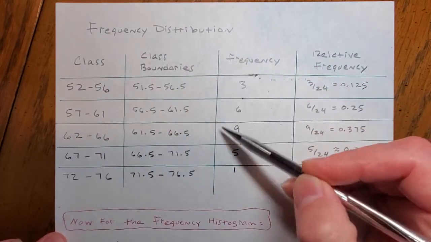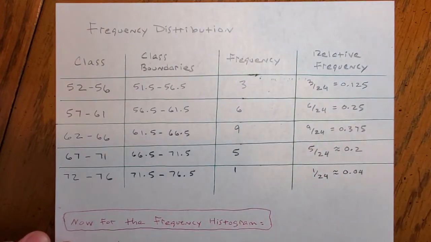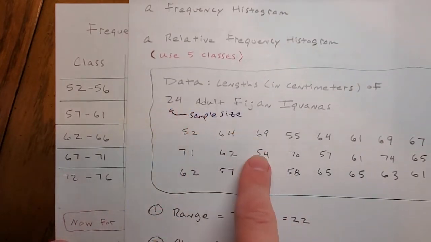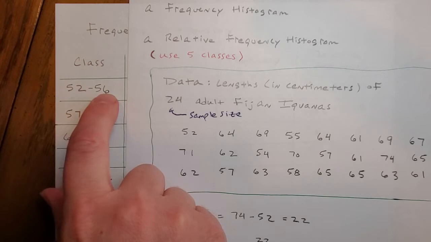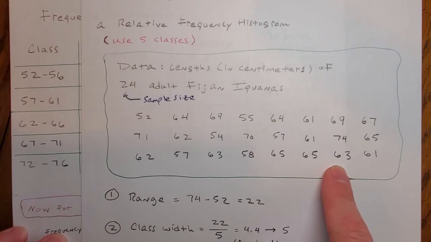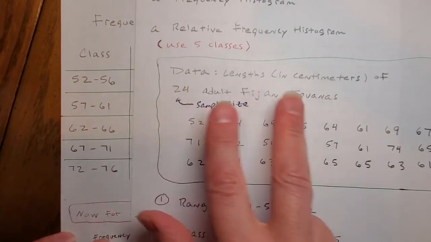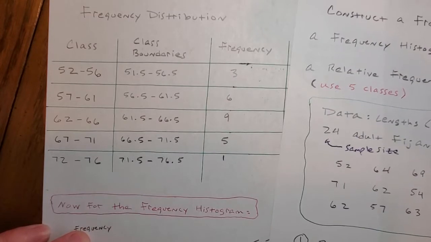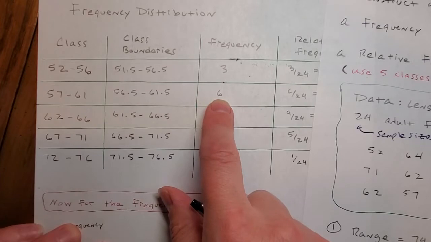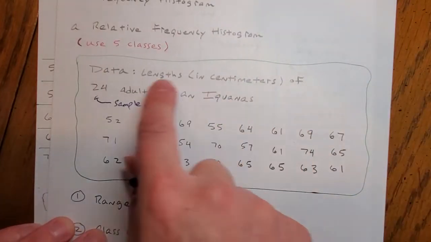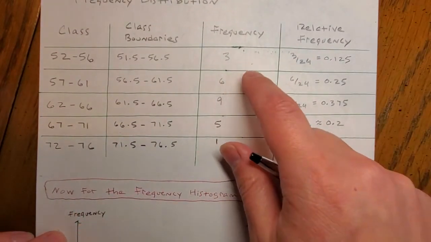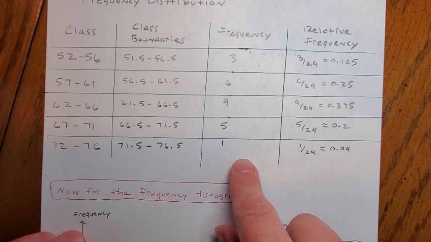Now, do you remember how we got the frequency? Well, to get the frequency, I have to figure out, of all these 24 iguanas, how many are between 52 and 56 centimeters in length. So I have to go through and count, okay? So that would be, it turns out, 3. And then how many are between 57 and 61 centimeters in length? It turns out there's 6. Again, I have to count from all of these data. Anyway, so I continue to do that, and there we have it, okay?